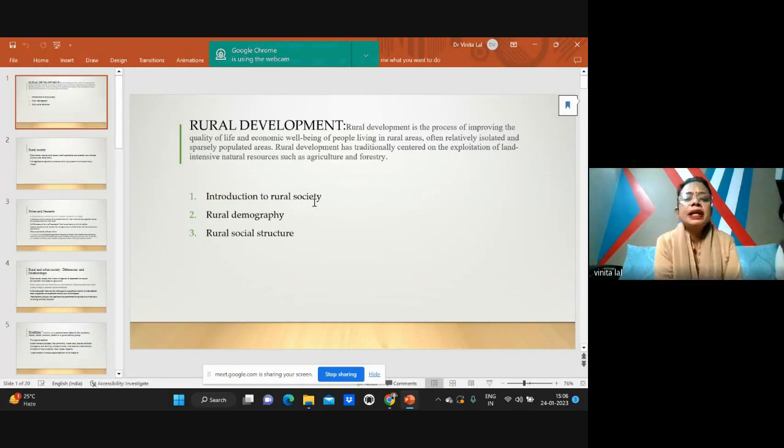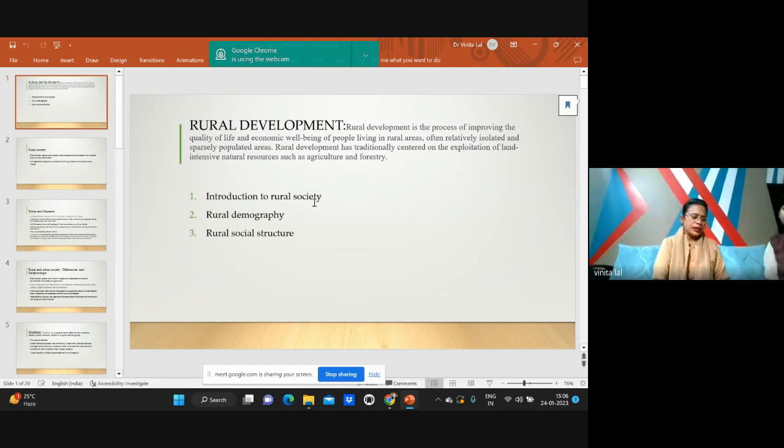What is development? Development is a process of improving the quality of life and economic well-being of people, especially those living in rural areas. They are relatively isolated, and it has traditionally centered on the exploitation of land-intensive natural resources as an agriculture society. It means in the Indian context, in this unit, with this concept, we should know rural development.